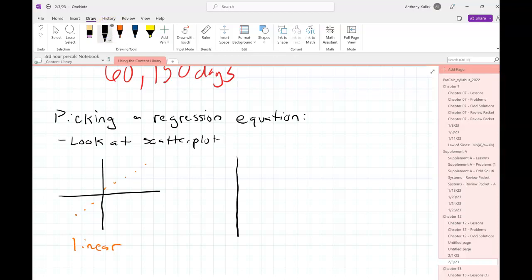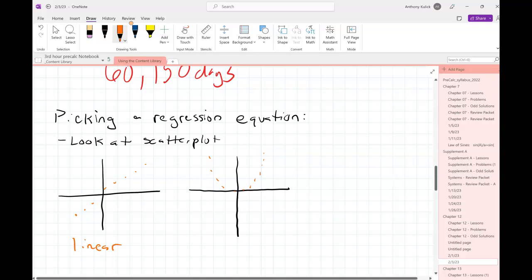Well, let's go through the options. What if it looks like that? Oh, quadratic? Yeah, so that's a parabola. The parabolas are what a quadratic is shaped like. So we'd use a quadratic regression on something like this.